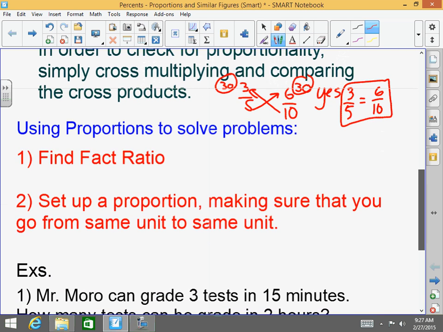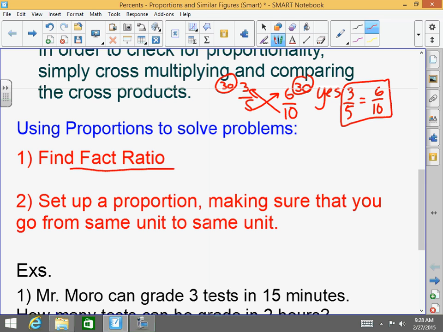Well, number one, very important, guys, find the fact ratio. That's a made-up word for me, okay? I just made that up. But it's very, very useful. Whenever they give you a proportion word problem, they're going to give you a fact. They're going to give you a set ratio already. A fact. That's etched in stone. You're going to use that as your fact ratio.